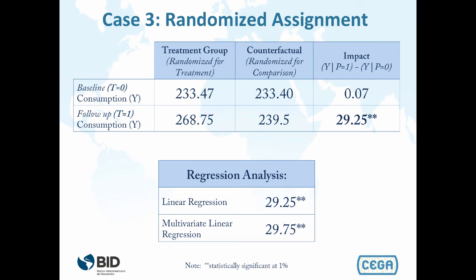Even when we throw in a bunch of socioeconomic controls into a linear regression, the multilinear regression is almost identical to the results for the linear regression. So we, using random assignment, estimate that the impact of giving the treatment group cash was to increase their per capita consumption by 29.25 per capita.